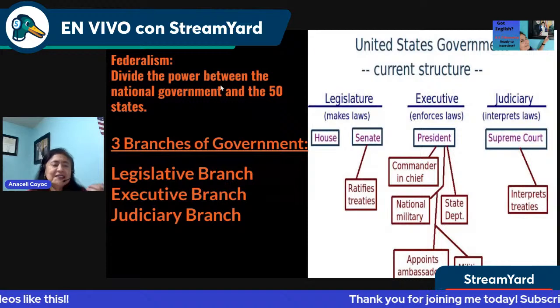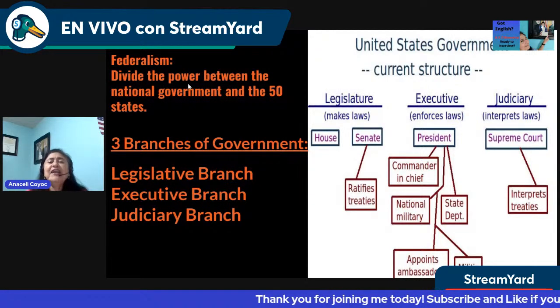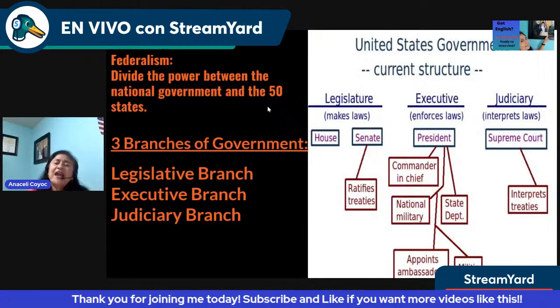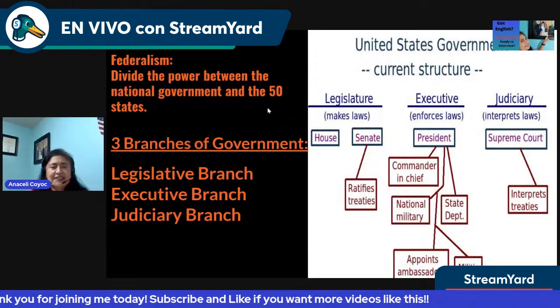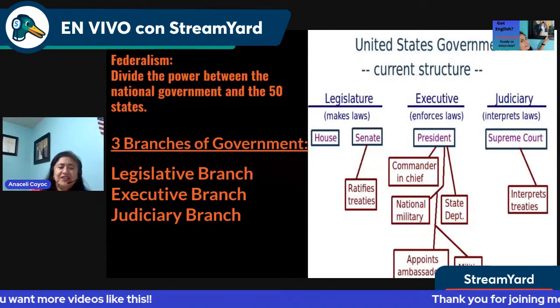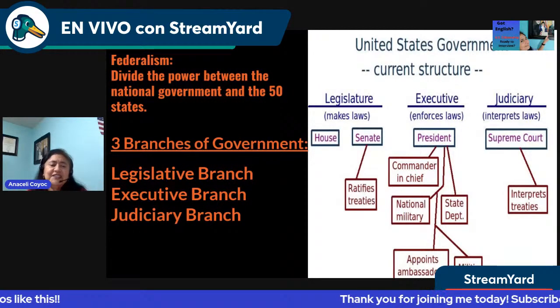So federalism is dividing the powers between the national government and the 50 states of the United States. Dividing the power between the national government in Washington, D.C., and the 50 states.